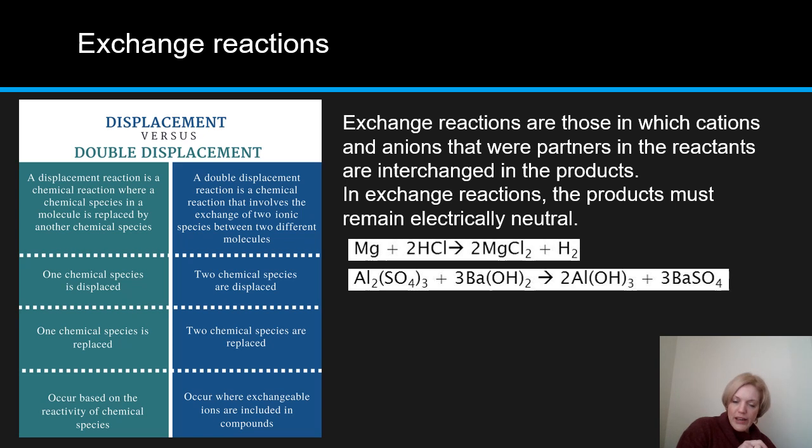There are two examples here. You've got magnesium and hydrochloric acid. And what's happening here? This is a single displacement reaction. So what's happened is that the magnesium metal has hijacked the chlorine, and hydrogen is the byproduct. So that's a single displacement reaction. Then you have aluminum sulfate plus barium hydroxide, which is going to form aluminum hydroxide and barium sulfate. So can you see how the cations and the anions have completely swapped around? And that would be your double displacement reaction.